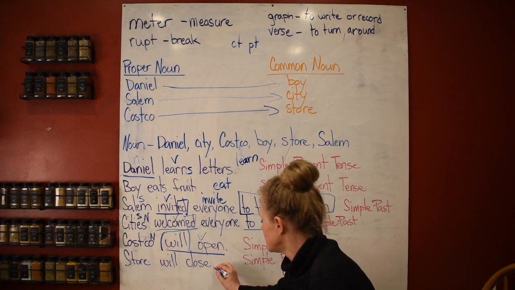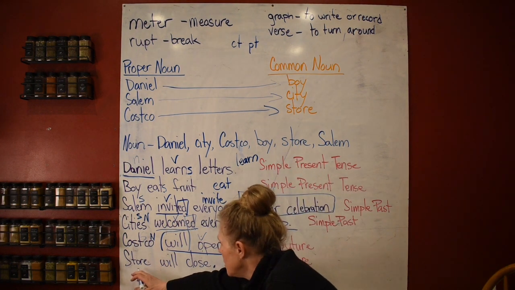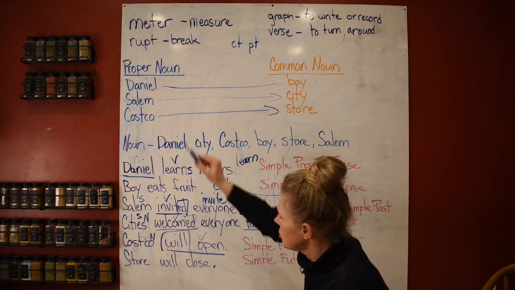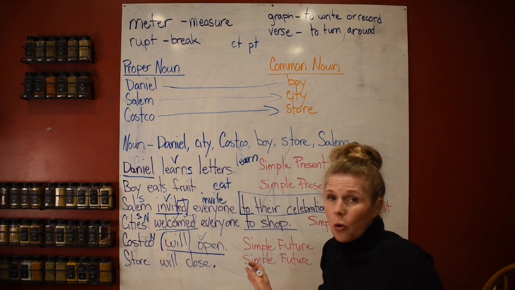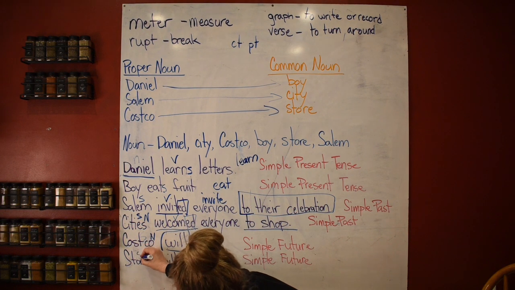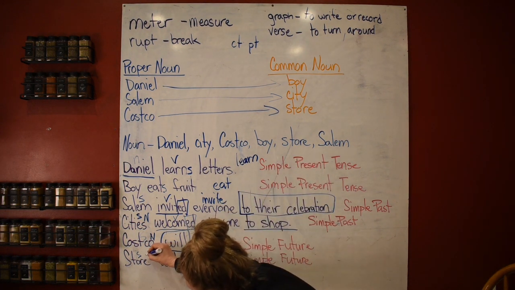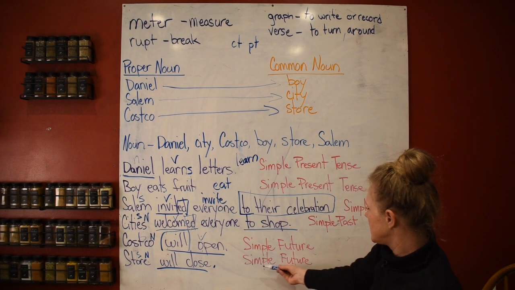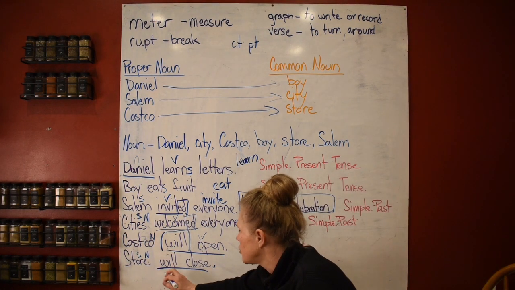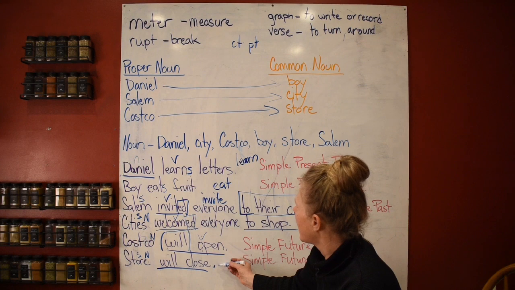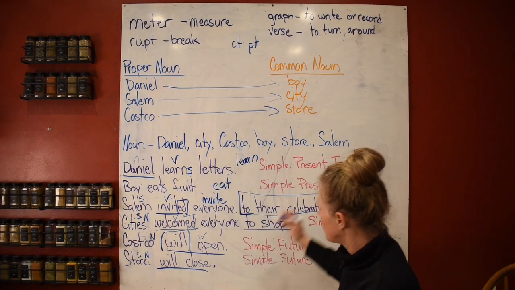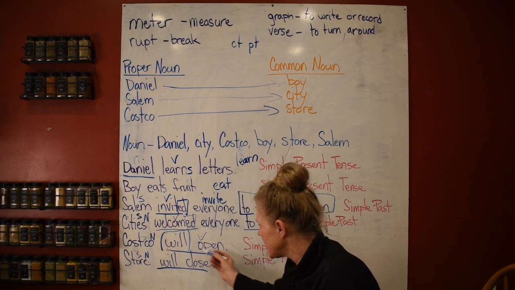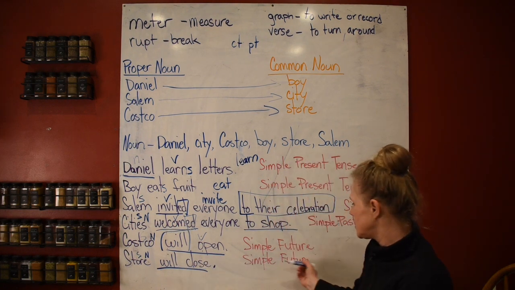Store will close. Store is your common noun. Costco is your proper noun. It could be any store. Subject, and then this is a noun. "Will close" puts you in the simple future. See how we have just the word "will," and then we have your very most basic word, your simple present. So when you have the word "will" in front, with your very most basic word, which is the simple present, it puts you in the simple future.